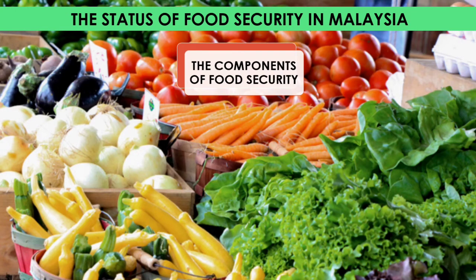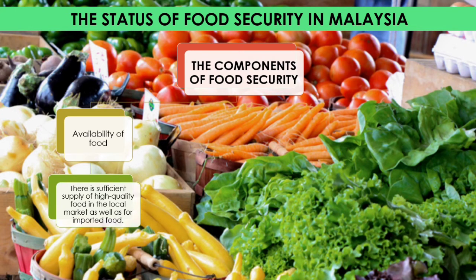So the components of food security are availability of food. Okay, there is sufficient supply of high quality food in the local market as well as for imported food.